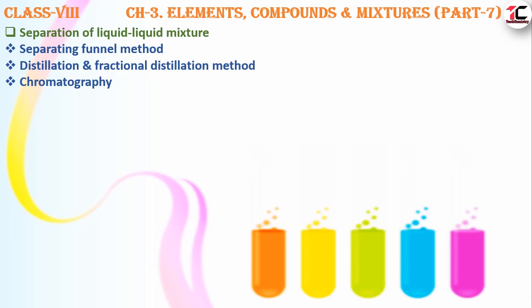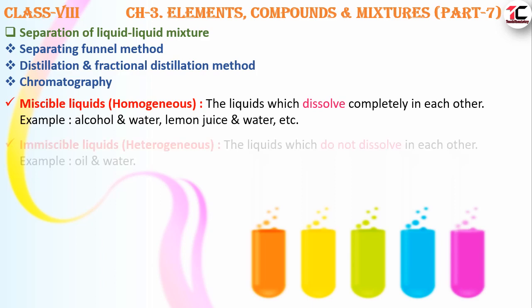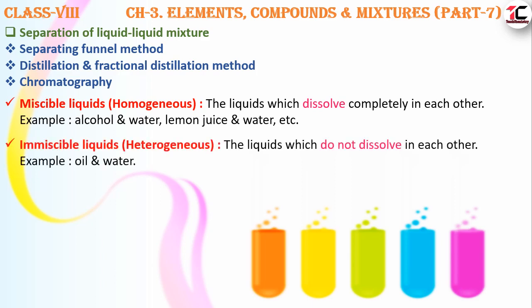Before we start the separating funnel method, I want to explain what type of mixture is liquid and liquid. It is of two types: one is miscible liquids and another is immiscible liquids. What are miscible liquids? The liquids which dissolve completely in each other are miscible. As they dissolve completely in each other, they are homogeneous. Some examples are alcohol and water, lemon juice and water.